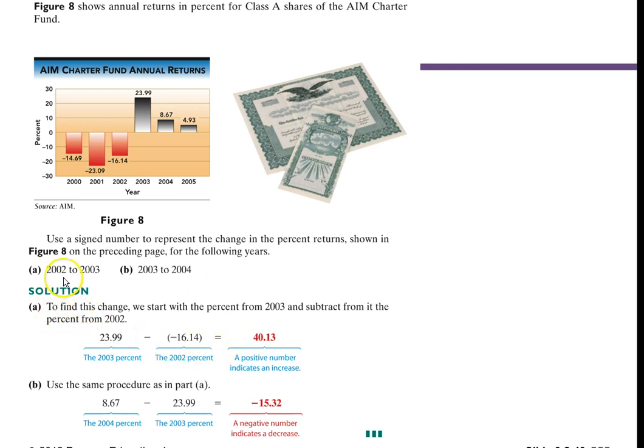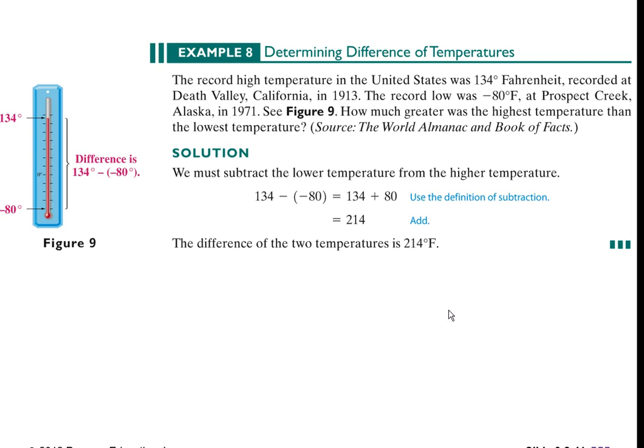So for letter A, it's 40.13, and letter B, a negative 15.32. And here, this is a positive number, indicates an increase. A negative number will indicate a decrease. And we did one like this. Notice we're subtracting, and then the opposite of a negative number makes it positive. So 214.